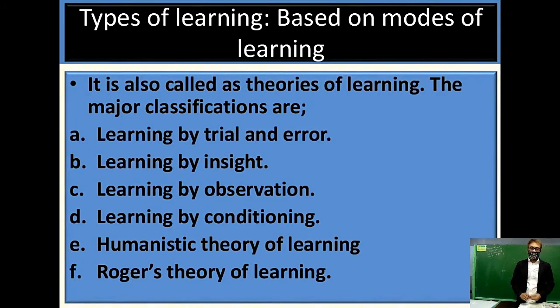Types of learning based on modes of learning. It is also called theories of learning. The major classifications are: A. Learning by trial and error. B. Learning by insight, learning by observation, by conditioning, humanistic theory of learning, the Rogers theory of learning.